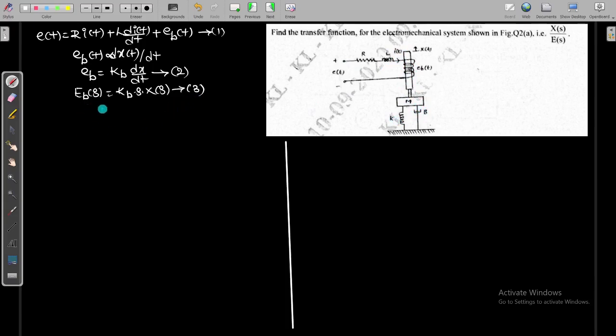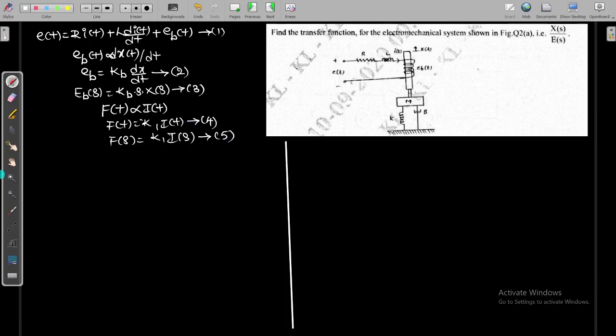So we can write the mechanical force f(t) as proportional to I(t). So f(t) equals k1 into I(t). Take this as equation number 4. If you take the Laplace transform, you will get F(s) equals k1 into I(s). This is equation number 5.